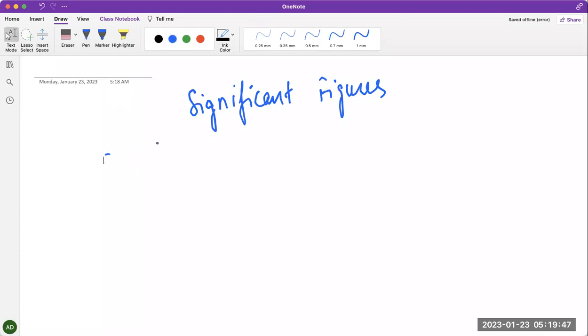whenever you're looking at numbers which say that they're exact, or they're definite numbers, or they're counted numbers, then those numbers have infinite significant figures. Okay, what does that mean?